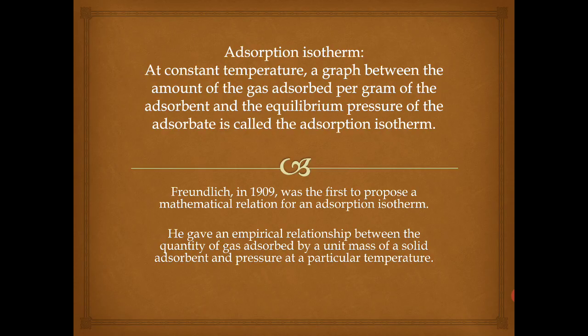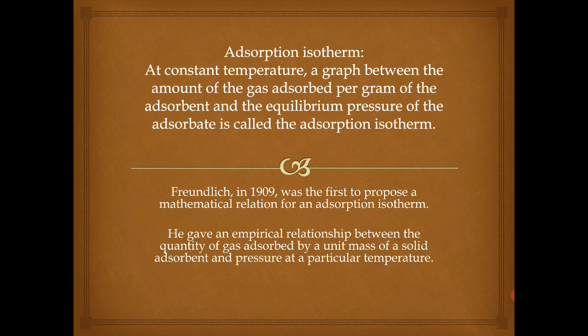So in adsorption, what is adsorption isotherm? If they ask, you can say at constant temperature, a graph between the amount of the gas adsorbed per gram of the adsorbent, not just the point, even the adsorbent has to be quantified, and the equilibrium pressure of the adsorbate is called the adsorption isotherm. A lot of research has been done on adsorption isotherm. It's not that easy. As you heard, initially it will be decreasing and it will become constant. And there are various things that we have to understand about isotherm.